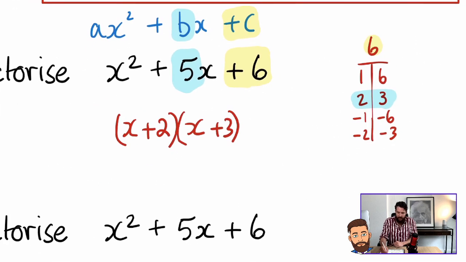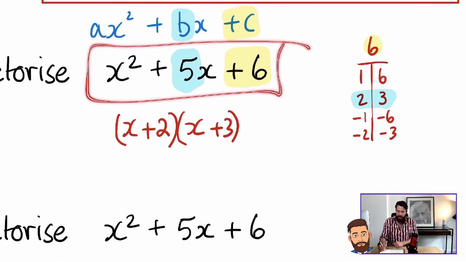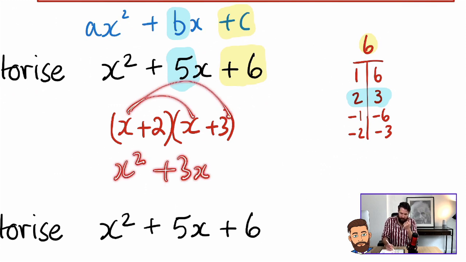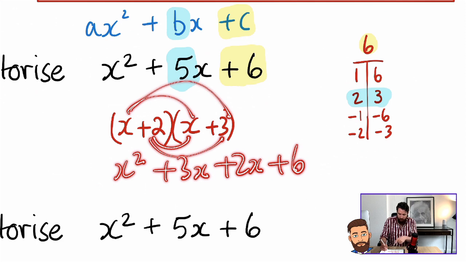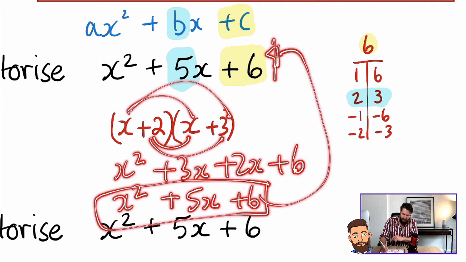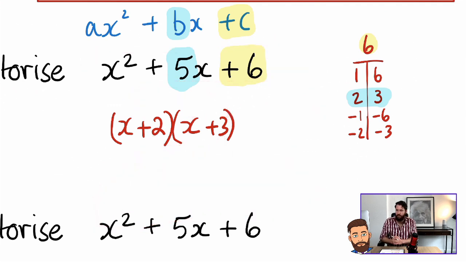If we expanded this bracket out, it is going to give us exactly this. And we can check. X times x is x squared. X times 3 is 3x. 2 times x is 2x. And 2 times 3 is 6. Remember the bits in the middle, the x's go together. So we've got x squared, 3x add 2x is 5x, plus 6. And as you can see, that is exactly the quadratic that we started with.